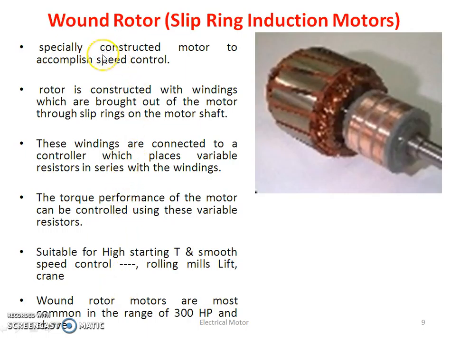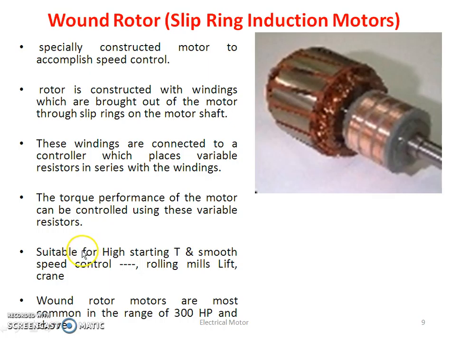This is the second type of rotor, which is called wound rotor, or it is called a slip ring induction motor. This is specially constructed to accomplish speed control. The rotor is constructed with windings. The terminals are brought out and they are connected to these three slip rings. These terminals are connected to resistance in series through which speed can be controlled. The torque performance of the motor can be controlled by using this variable resistor.